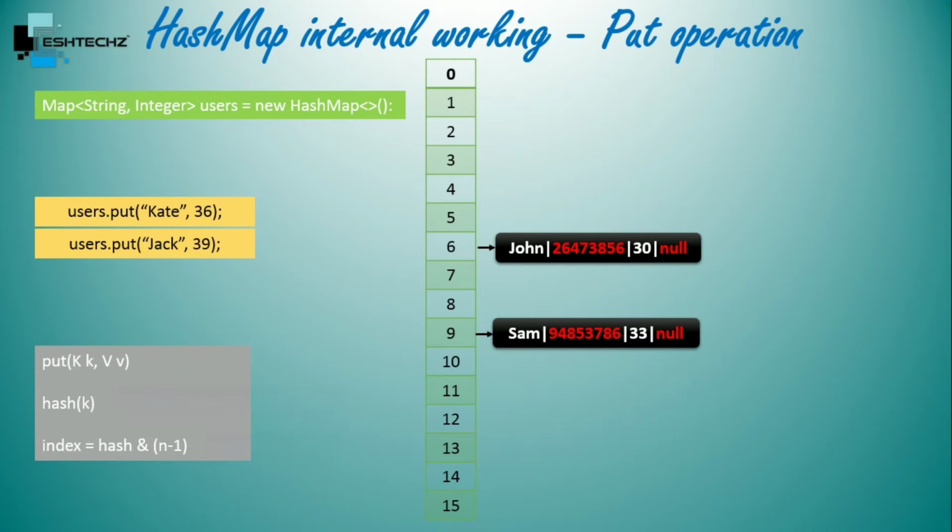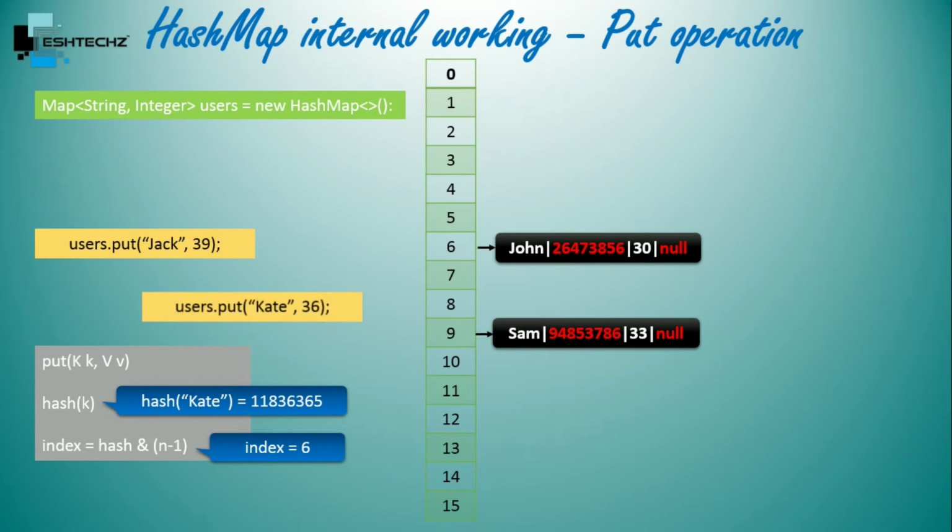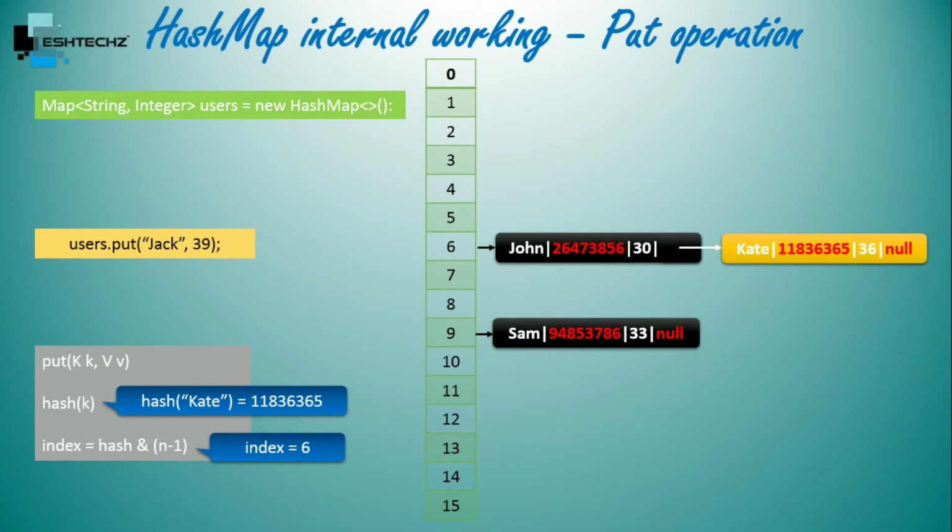Similarly for Kate. Now for Kate, the hash code is this, and using that hash code, the index which got calculated is 6. Now the bucket is identified, but since there is already one value, what will happen? In this case, what JVM will do is, JVM will create another node next to the node, and the pointing of that node gets changed to Kate. So now John is pointing to Kate, whereas there is no next value for Kate. That's why it is pointing to null. And that is how JVM handles the collision.